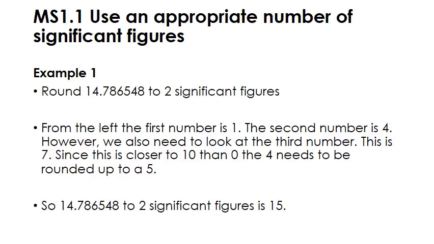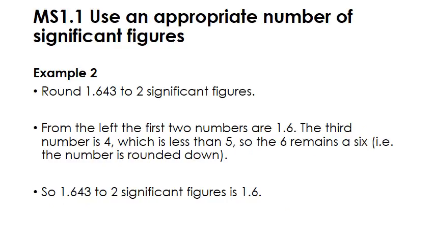So in this case, the third number is 7, so 14.7. 7 is closer to 10 than it is to 1. So we round this up to 15, because the 0.7 means that it's closer to 15 than it is to 14. So it's better to round it up to 15.